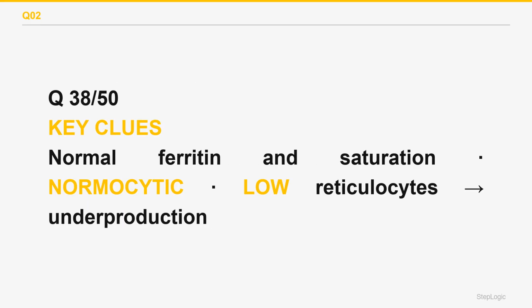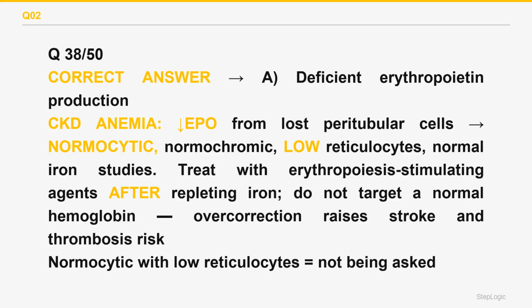The peritubular interstitial cells of the kidney sense oxygen delivery and produce erythropoietin. As functioning renal mass is lost, that production falls, and the marrow, otherwise healthy, is simply not being told to make red cells. The result is a normocytic, normochromic anemia with a low reticulocyte count, exactly as described, and with normal iron studies. Choice B would produce a microcytic anemia with low ferritin and low saturation, and choice C would produce a macrocytic anemia. The normal indices exclude both. The correct answer is A.